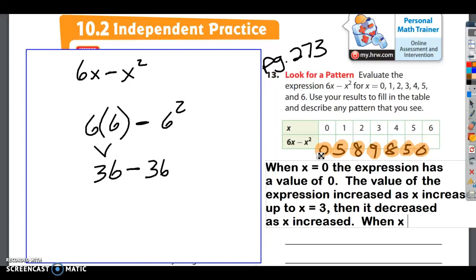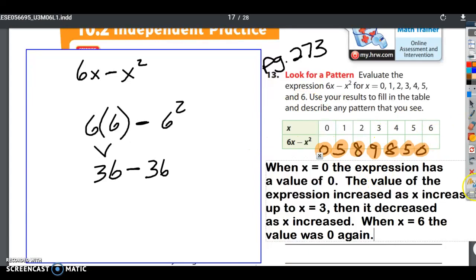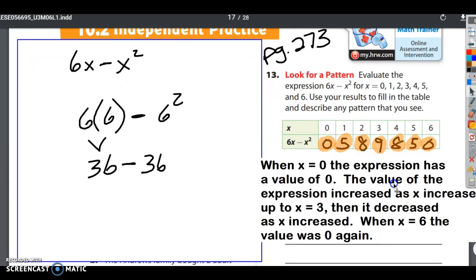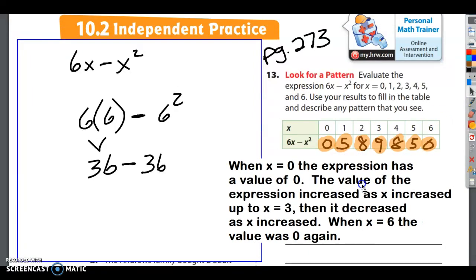When x was equal to 6, the value was 0 again. I don't know if that makes a ton of sense to you. I mean, it's accurate. If it doesn't, I'm sorry. Let's put that right there so you can see it. I'm going to read that to you one more time.